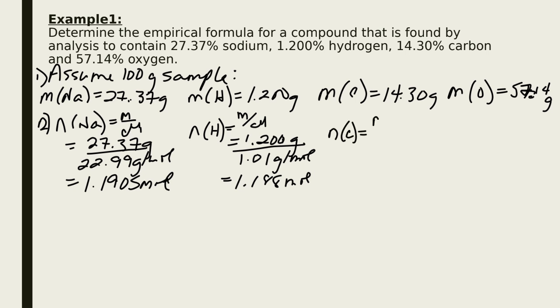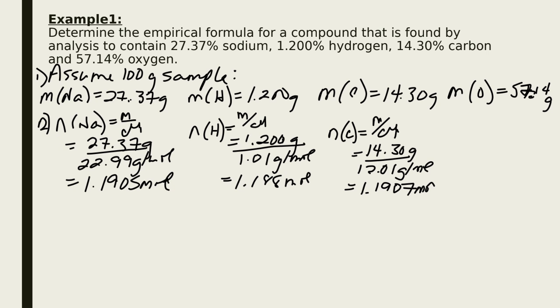Let's figure out the moles of carbon now. So again, mass over molar mass. Sub in your values, 14.30 grams of carbon divided by a molar mass of 12.01 grams per mole. And we get a mole value here of 1.1907. So notice I'm keeping roughly 3 to 4 decimal places.